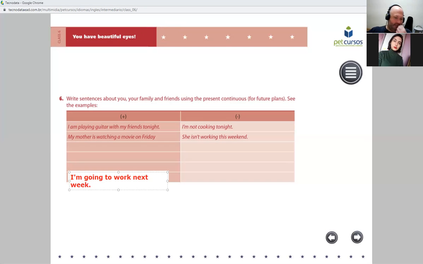É. Daí, o que você tem que fazer para transformar em present continuous? Não sei, I'm going to work. I'm working? Yes. I'm working next week. Isso aí, senão tem uma diferença, né? Então vamos aproveitar aqui, já que a gente está conversando sobre isso, e vamos ver a diferença mesmo.